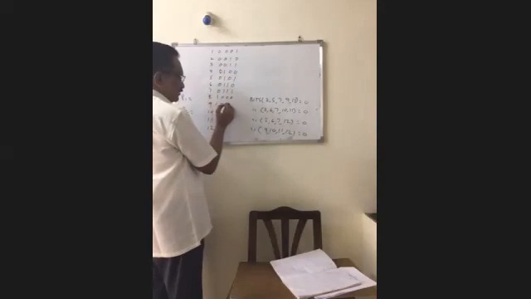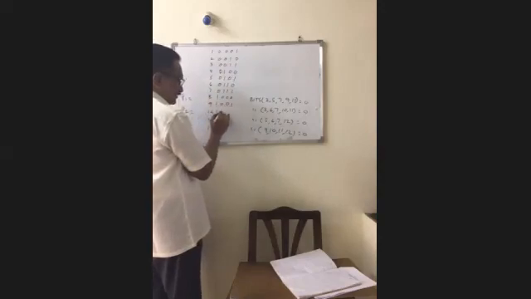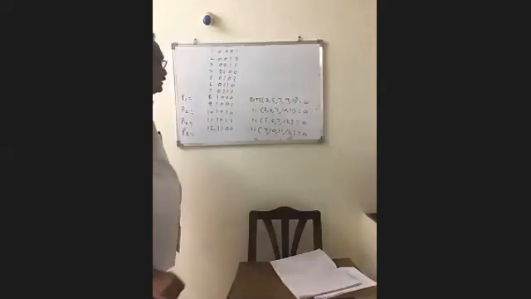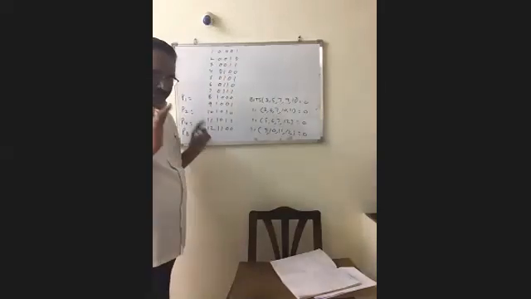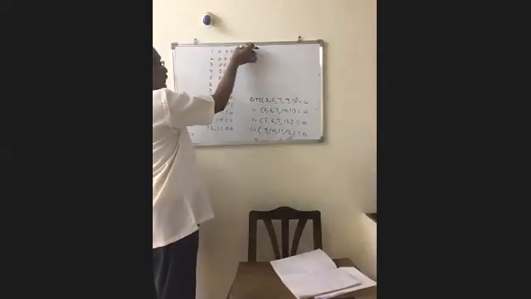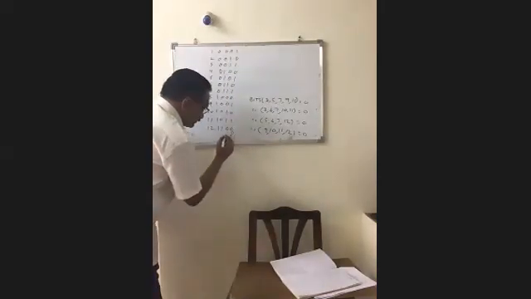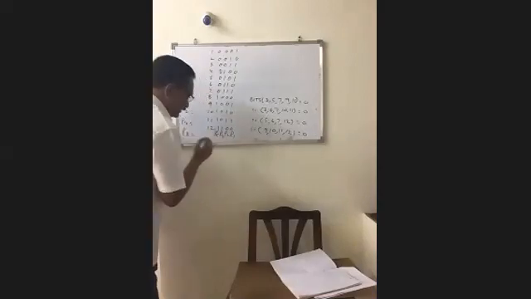9, 1, 0, 0, 1. For 10, 1, 0, 1, 0. For 11, 1, 0, 1, 1. For 12, 1, 1, 0, 0. No doubt in that one. So actually right here P1, P2, P4, P8.